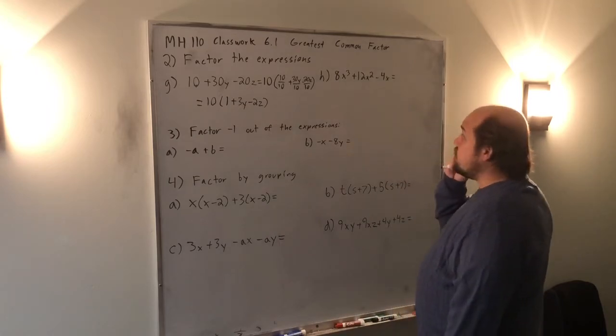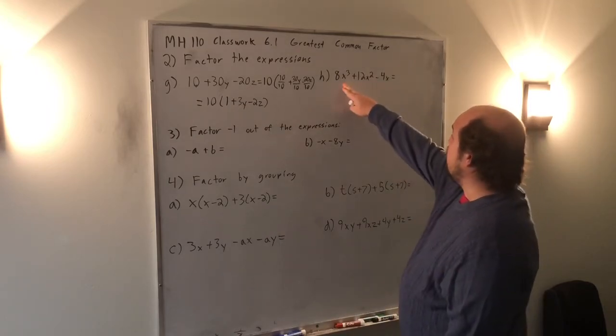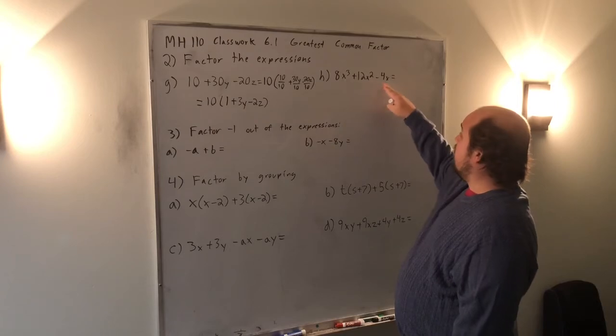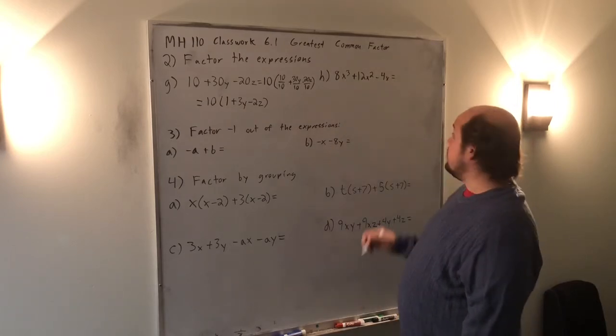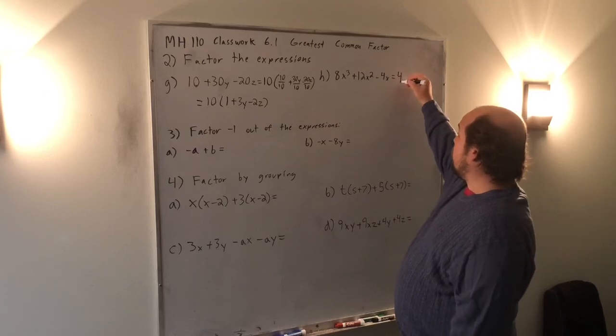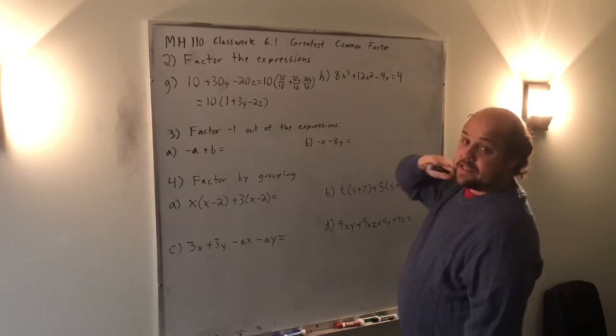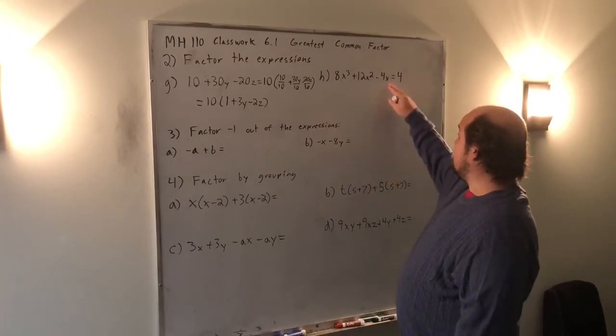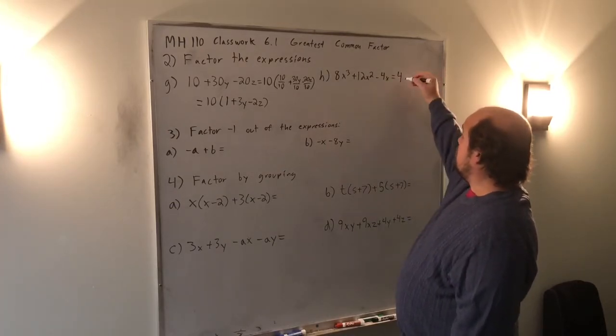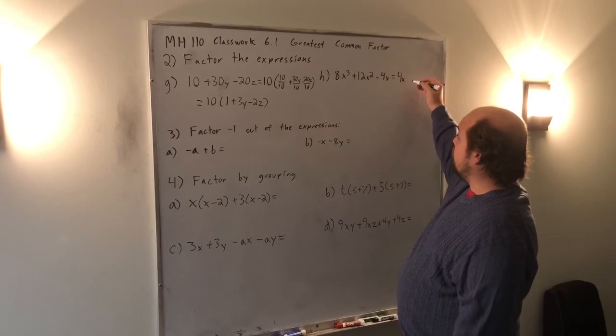For h, I start out with 8x cubed plus 12x squared minus 4x. The largest thing that goes into all 3 numbers is 4. So I factor out that 4, then I look at the exponents on the different variables. I see the lowest exponent is this, x to the first, so I can factor out x to the first.